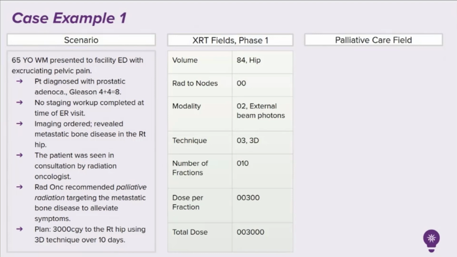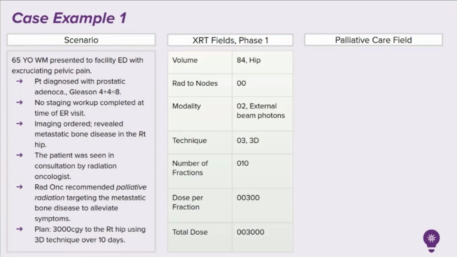So first we want to code in the radiation fields the radiation that was received. The volume will be coded to 84, hip. Radiation to nodes will be coded 00 because no nodes were targeted at that time. The modality will be coded 02, external beam photons. The technique will be coded 03 for 3D. The number of fractions given were 10 and will be entered as 010.